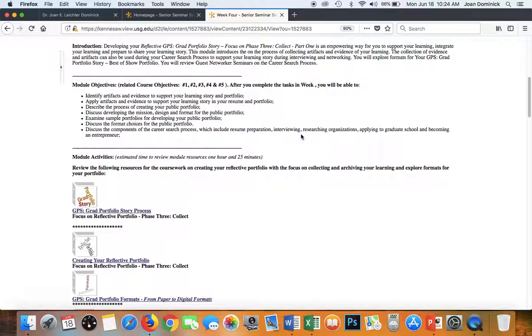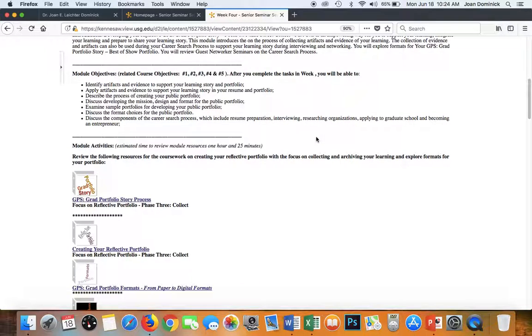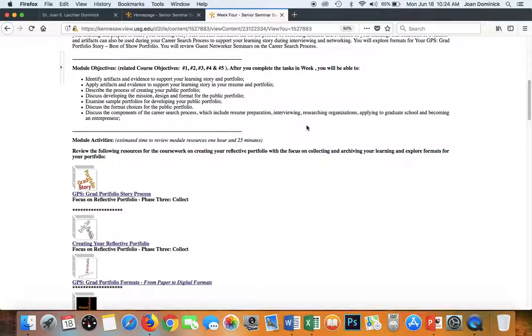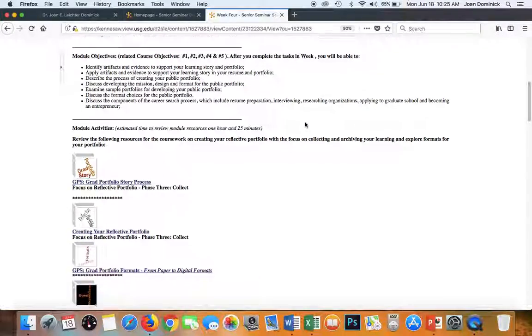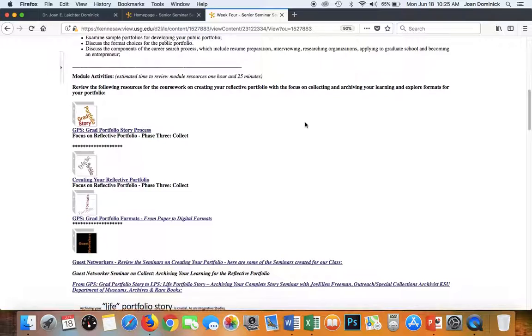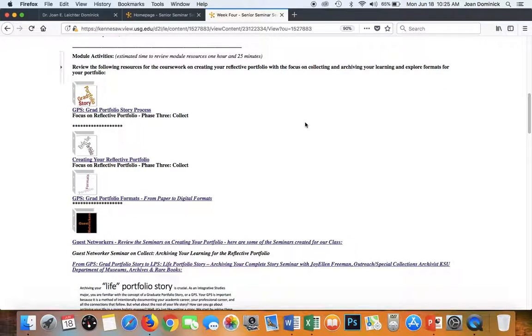This week, your module objectives will be identifying artifacts and evidence that support your learning story, apply artifacts and evidence to support your learning story, describe the process of creating a public portfolio, discuss developing the mission, design, and format of the public portfolio, examine sample portfolios for developing your public portfolio, and discuss format choices for the public portfolio, and discuss the components of the career search process, as they include resume preparation, interviewing, and applying to graduate school and becoming an entrepreneur. So those are the objectives for this week as well.